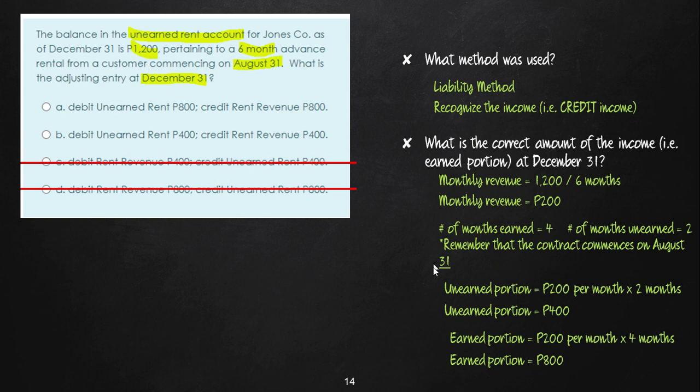So, ang next, how do we know if it's 800 or 400? And atong tanawon, credit the income man, no? Recognize the income or credit the income. So, ang atong pangitaon is ang income nga amount. And ang income nga amount is the earned portion, which is 800. So, therefore, kabalo na ta sa correct answer then, debit unearned rent, 800, and then credit rent revenue for 800.